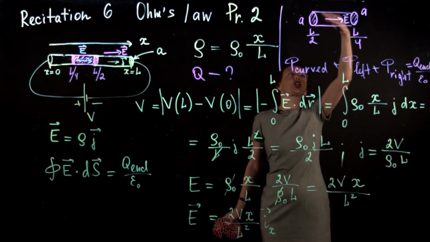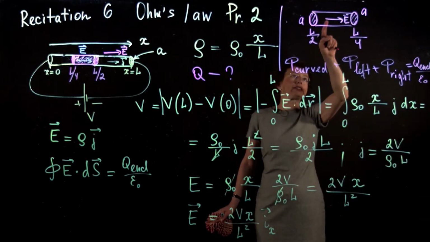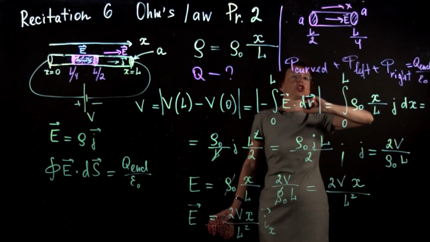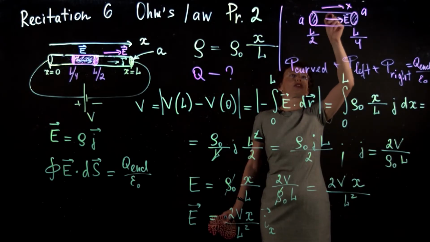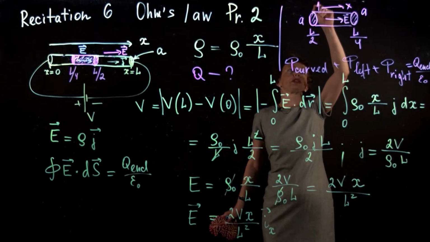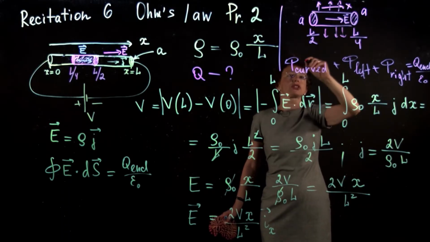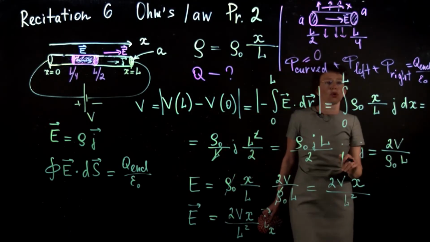The area vector for the curved surface is in the radial direction, radially out. The electric field is in the x direction, which means that the dot product of the area vector and the electric field is 0. They are perpendicular to each other. So flux through the curved surface is 0. This is the area vector, this is the electric field, no flux.